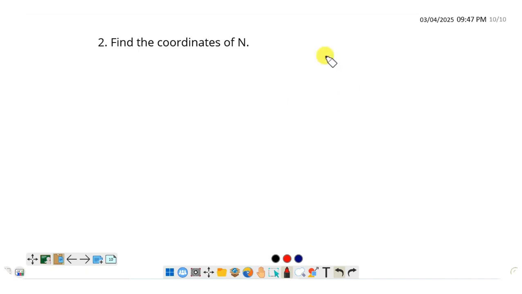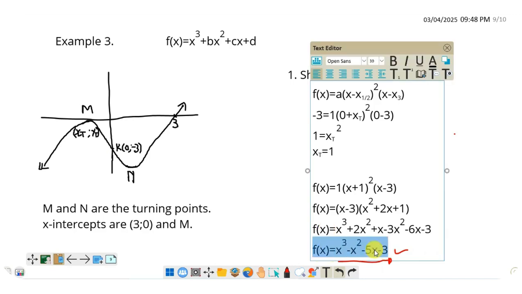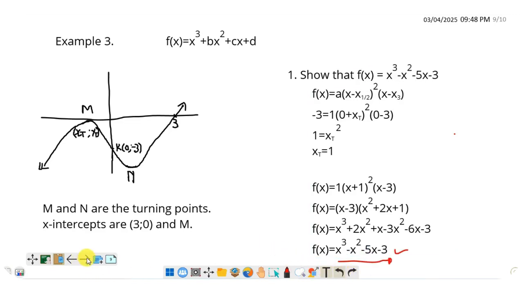You are asked to find the coordinates of N. What is N? N is a turning point. It's a local turning point on the concave arc where the curves are. So how do you find the turning point? We have to differentiate and set it to 0. Put the equation in so that we can go and differentiate it.